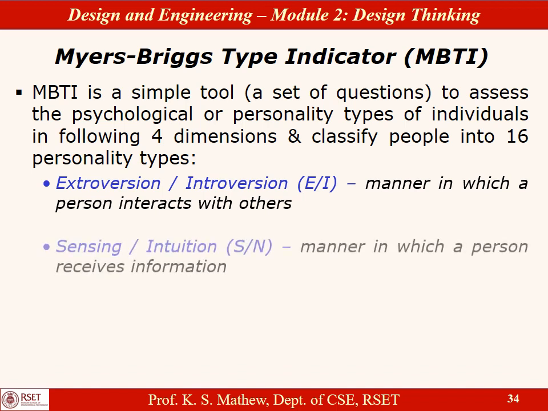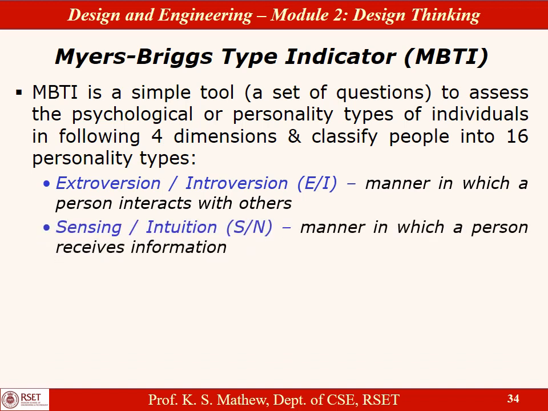That is one dimension. Second dimension is sensing and intuition. Usually people sense or perceive information using senses. What you see, what you hear, what you feel, all that will give you a lot of information around the surroundings. But there are some people who perceive information from their intuition. So that way we can classify people whether the person is perceiving information using senses, what they see and what they hear, or they are receiving information from intuition, S or N.